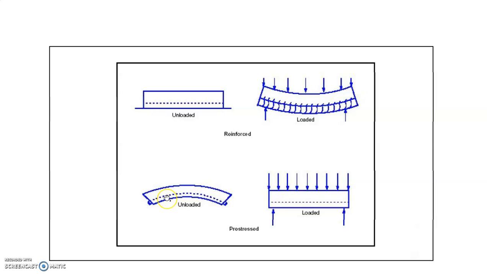Look here, this profile is bent in the upward direction, but in this case it is in the normal position. When this pre-stressed member is loaded, it won't get deflected as in the reinforced section. See here, for the same load, it will reach the normal position only. So this is the advantage of pre-stressed concrete structures.